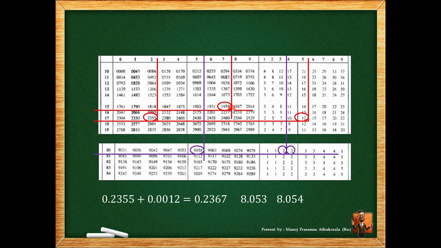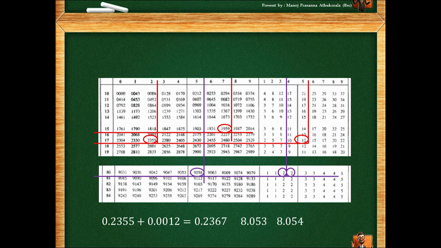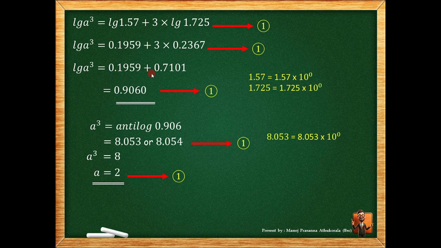15th row, 7th column value. Here it is, 1959. It is easy to read like that. Write it: 1959. So it is 0.1959. Then 3 into, this one, 1.725.